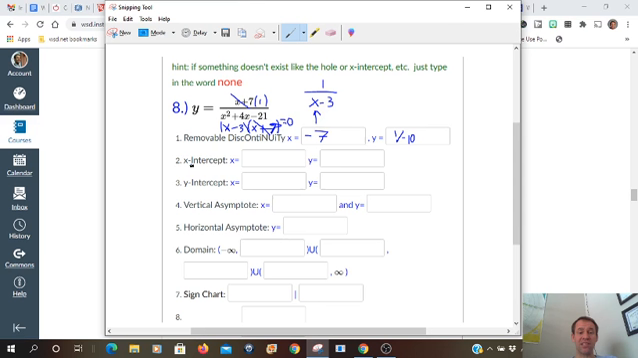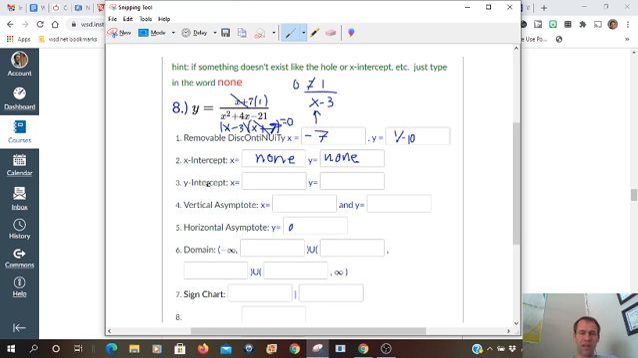Okay, the x-intercept. You set the top equal to 0, or set y equal to 0. When you do that, you multiply x minus 3 to the other side, it just goes away, and you end up with 0 equals 1, which it doesn't. So the x-intercept is none. The other reason is the horizontal asymptote. Remember, top is less than bottom, so y equals 0.